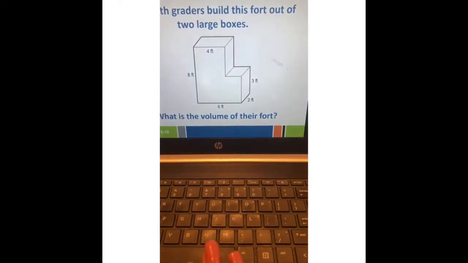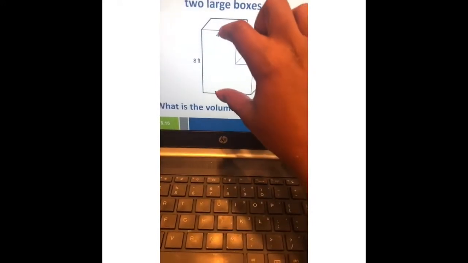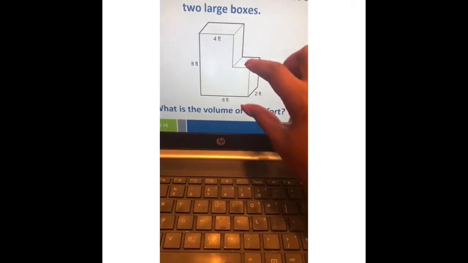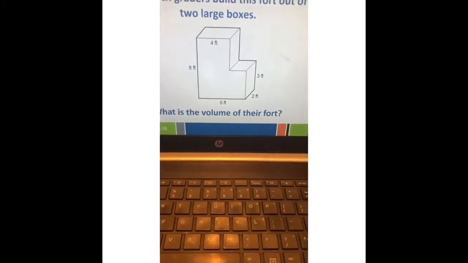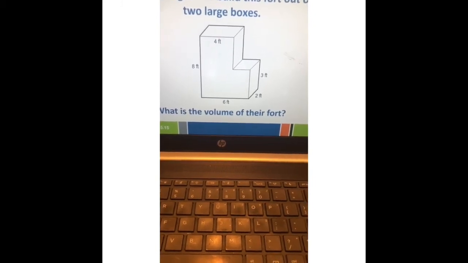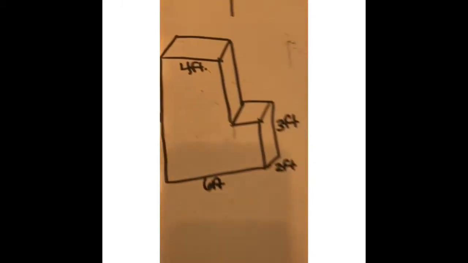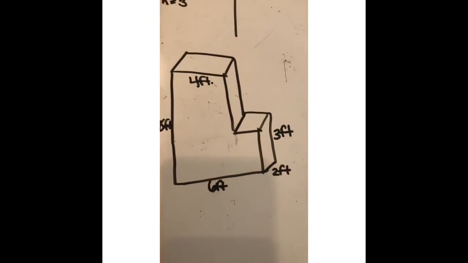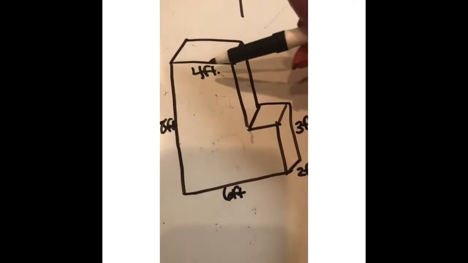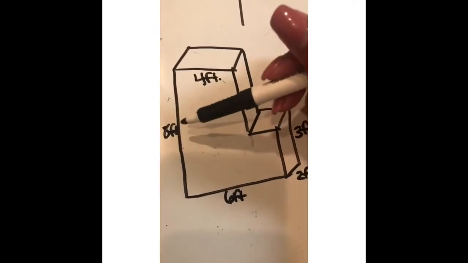All right, so think about separating these two shapes. Look at this as shape 1 and look at this one as shape 2. Go ahead and pause the video and then do that. So, what I would do if I were you is, let's see. We see that here the length is 4, the height is 8.